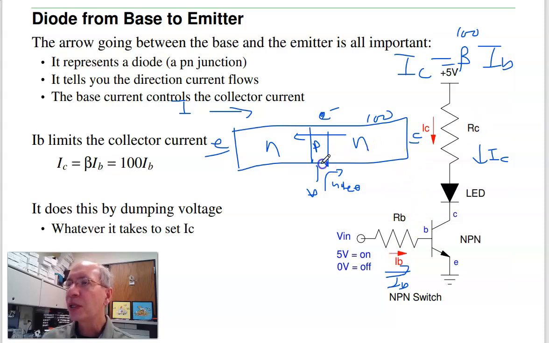And base to emitter is a PN junction. That's a diode. That's what this symbol means. That's a reminder this is a diode, base to emitter. And that diode is all important. The current through the diode is what controls the current through the collector.